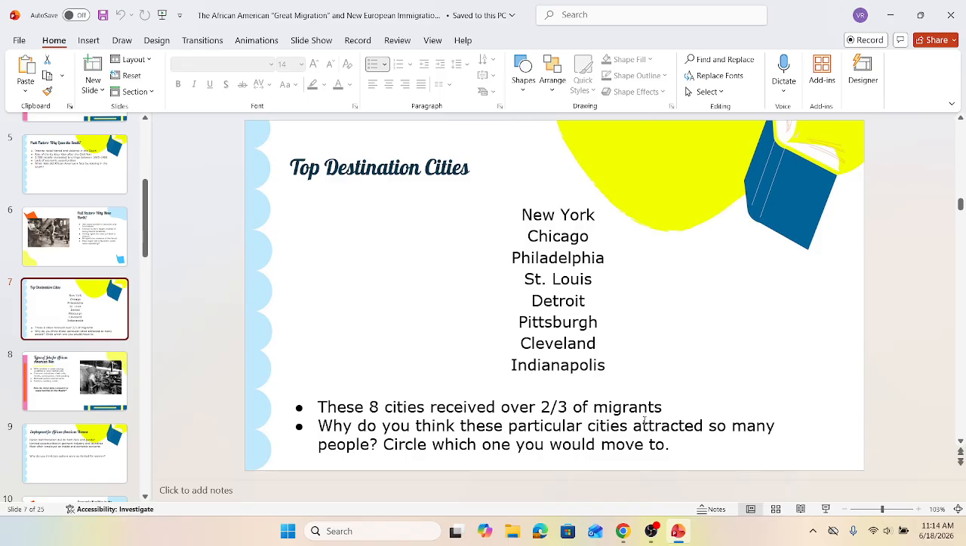These 8 cities received over two-thirds of the migrants. You can think about why particular cities attracted so many people. It tended to do with opportunity, and also as the first round of African Americans migrated north, they would write back to their friends and family and relatives and say, this is what life is like where I am. You need to come try it. It's not always perfect by any means, but it was better than staying in the South. And so many people moved to these northern cities looking for jobs. There were usually job opportunities in these cities, even if they weren't the best jobs.